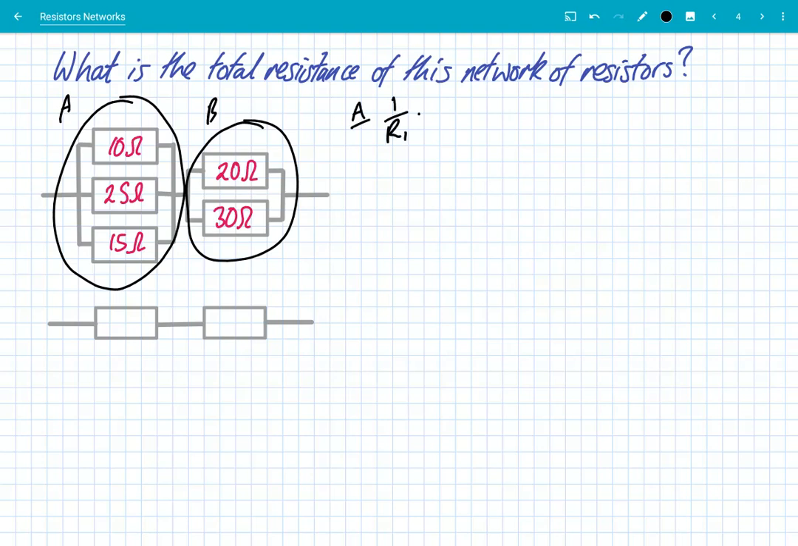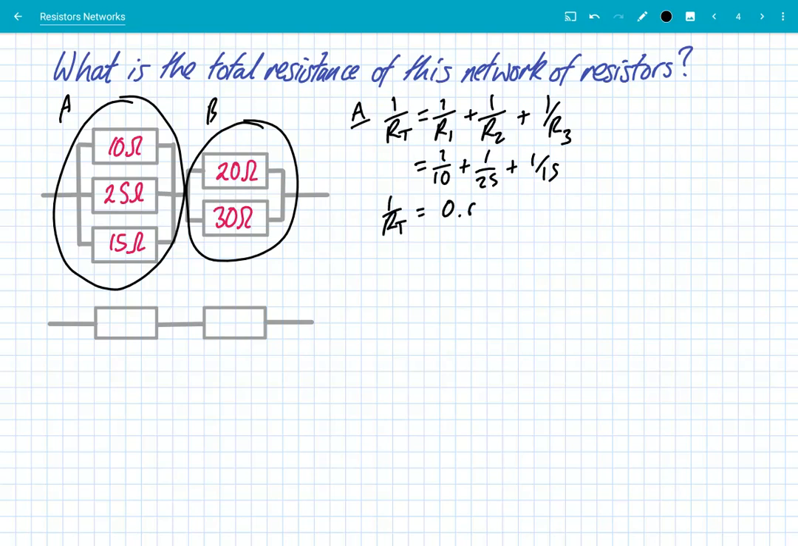1 over RT is equal to 1 over R1 plus 1 over R2 plus 1 over R3, which gives us 1 over 10 plus 1 over 25 plus 1 over 15. Therefore, we get 1 over RT is equal to 0.207. Therefore, RT is the reciprocal of that, 1 over 0.207. So RT is 4.83 ohms. And I'm going to put it in my simplified circuit here so I remember later.